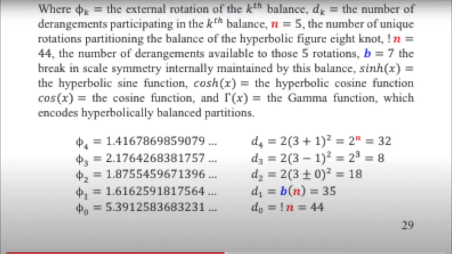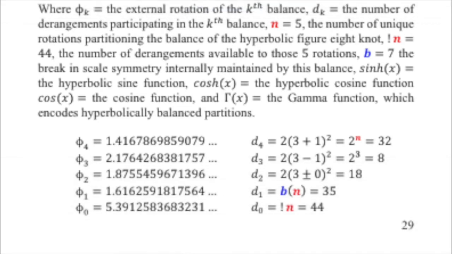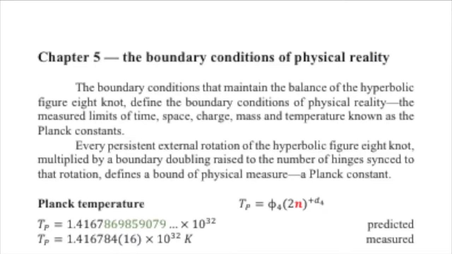So we have these values, these numbers, and this list that represent the hierarchical structural action of the hyperbolic figure eight knot. Great. We'll move on now to chapter 5. And in, what is it, one page or 2 pages? 2 pages.